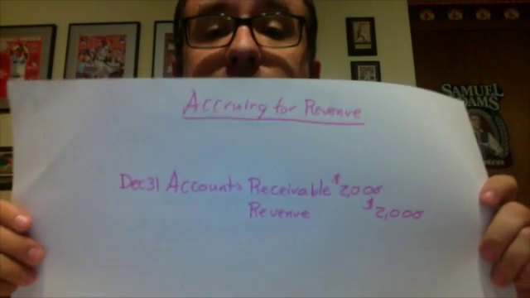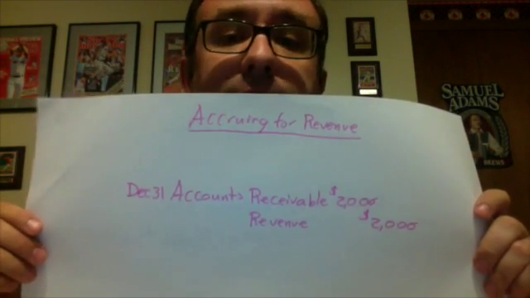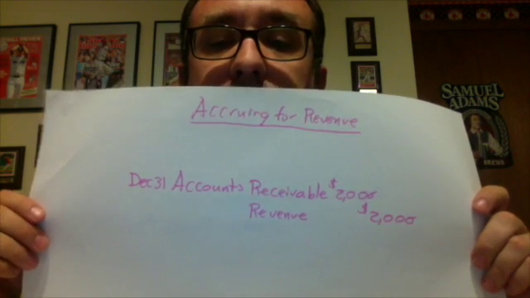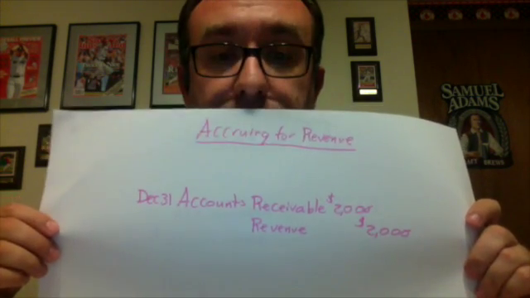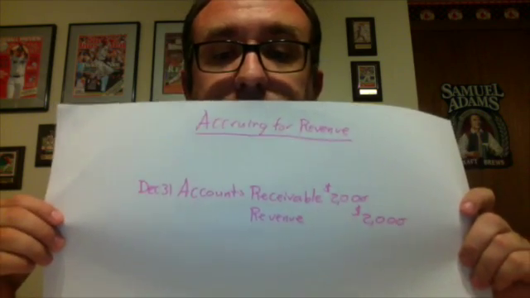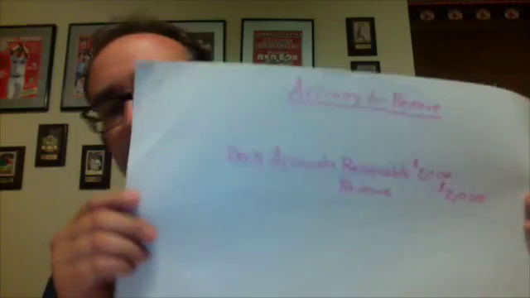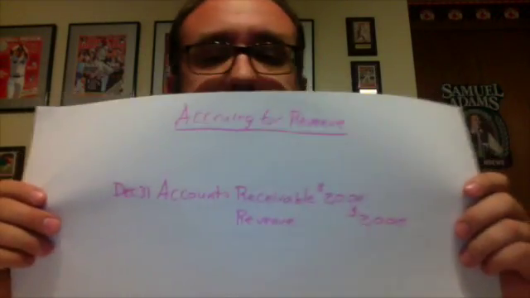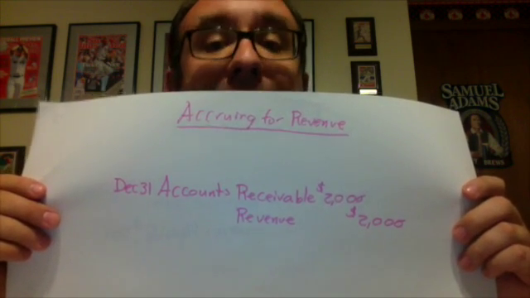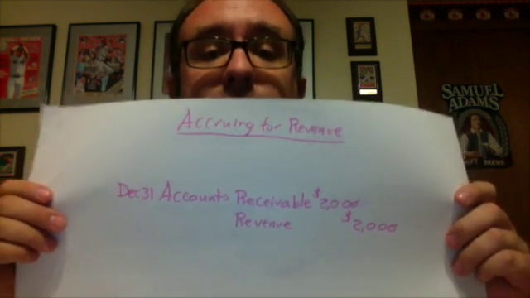So if I have earned $2,000 of revenue that I have yet to bill for, I will need to debit accounts receivable because it's money I am going to get in the future, and I will credit revenue because I have earned revenue. Again, I will debit accounts receivable and I will credit revenue. What's interesting about this type is you will always debit an asset and you will always credit a revenue type. Always.